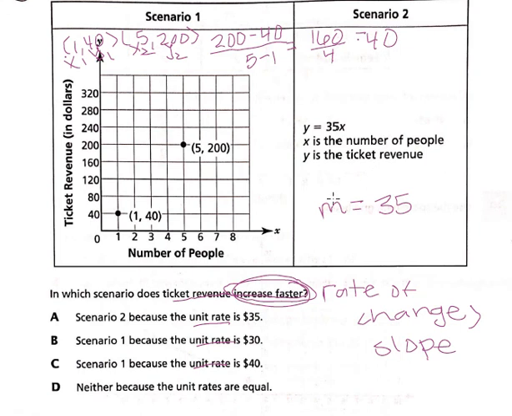This one's 35. So it's saying in which scenario does the revenue increase faster? And it is in scenario 1 because the unit rate is 40. Also, unit rate is the value when x is 1. Well, the value when x is 1 is 40. So if you think about unit rate back from 6th grade, that is actually where that comes back into play now.